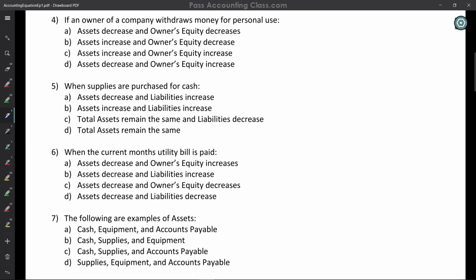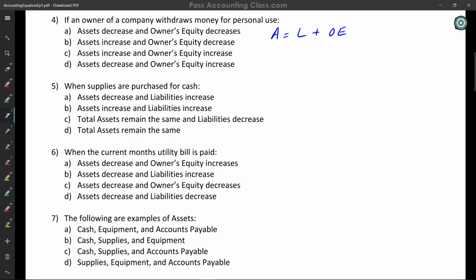For question 4, it says, if an owner of a company withdraws money for personal use, assets decrease and owner's equity decreases, assets increase and owner's equity decreases, assets increase and owner's equity increases, or assets decrease and owner's equity increases. So the accounting equation, we have assets equal liabilities plus owner's equity.